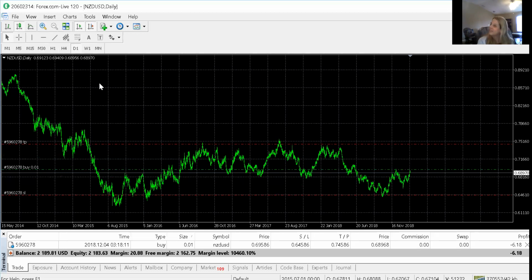Past profits does not guarantee future results. How I find out where my trade is going to be going is I put my cursor where the trade is right now, and currently you can see it's a negative $6.18.